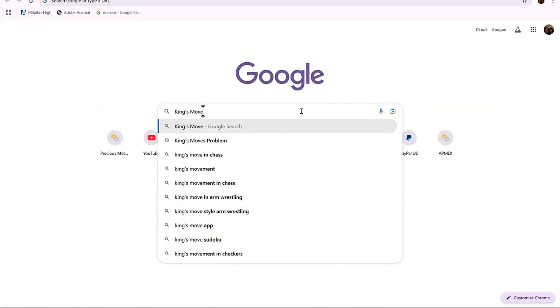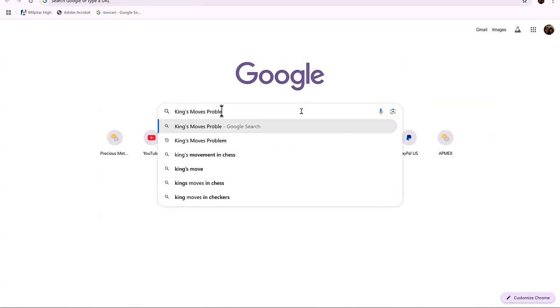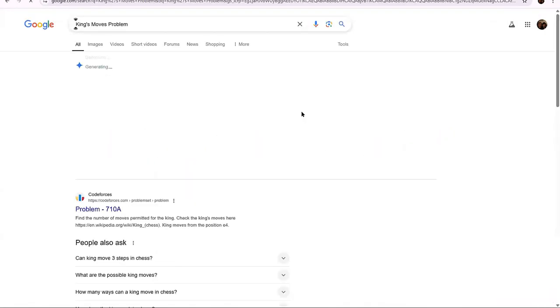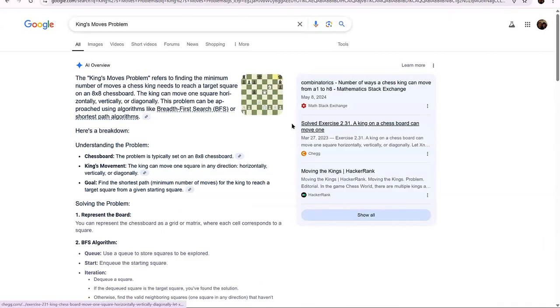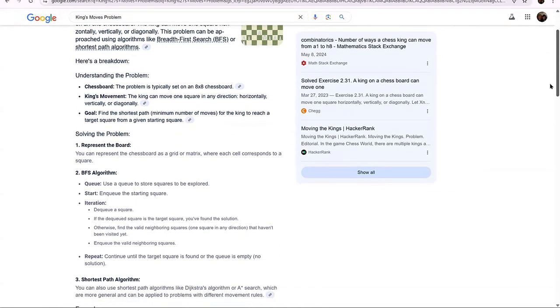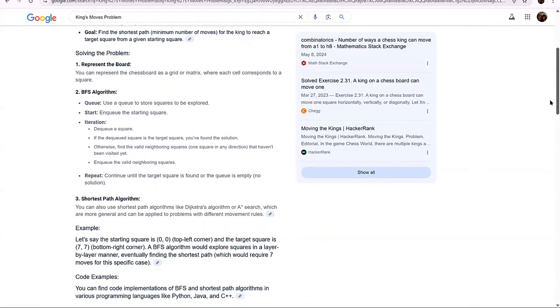Not knight, King's move problem. So King's move problem is like when you play chess, you try to find the minimal number of moves the king can go from one location to the other location. Some of the moves may not be doable, but you do the first search to do it.